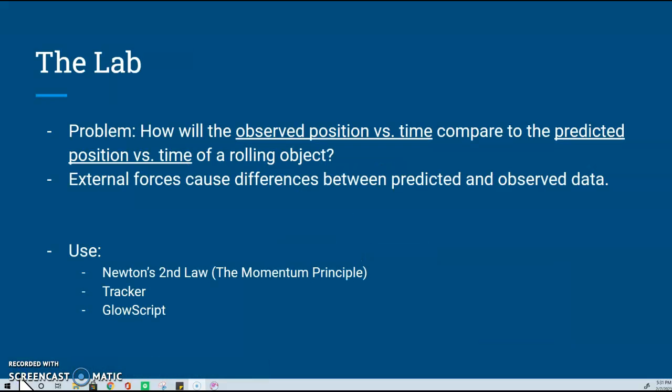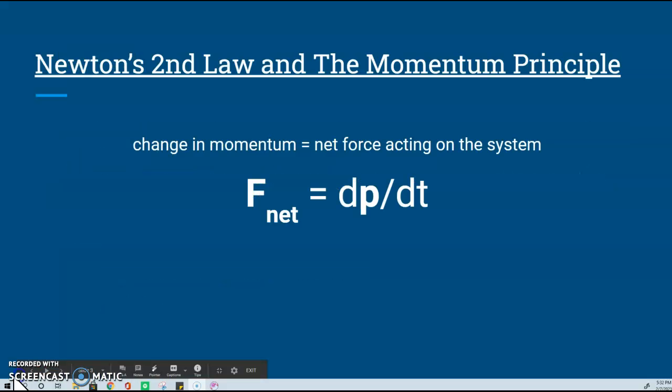For this lab, I developed this problem statement: how the observed position versus time compared to the predicted position versus time of a rolling object at constant velocity. The answer to this question will be interesting because this will display to us how external forces cause differences between predicted and observed data. To complete this lab, I used Newton's second law, the momentum principle, Tracker, and GlowScript.